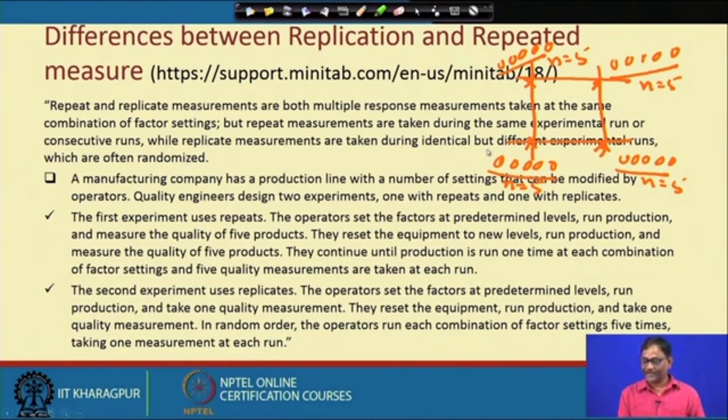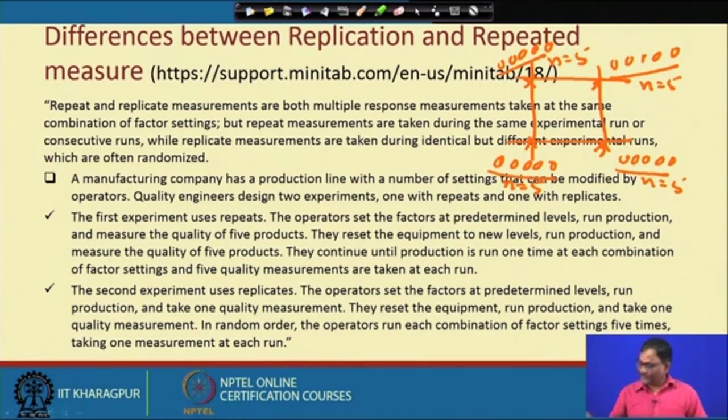While replicate measurements are taken during identical but different experimental runs, which are often randomized. If you randomize, what will happen? The first run will be taken here, the second run may be taken here, maybe the 30th run, the 20th run again here. So, if you choose a setting and then repeat the experimental run n times, that is repeat measurements. But if there will be 20 experimental runs at 4 different experimental settings, and each run is randomized so that whenever you choose a setting for the experiment, it is based on the randomized scheme only, then this is replication.